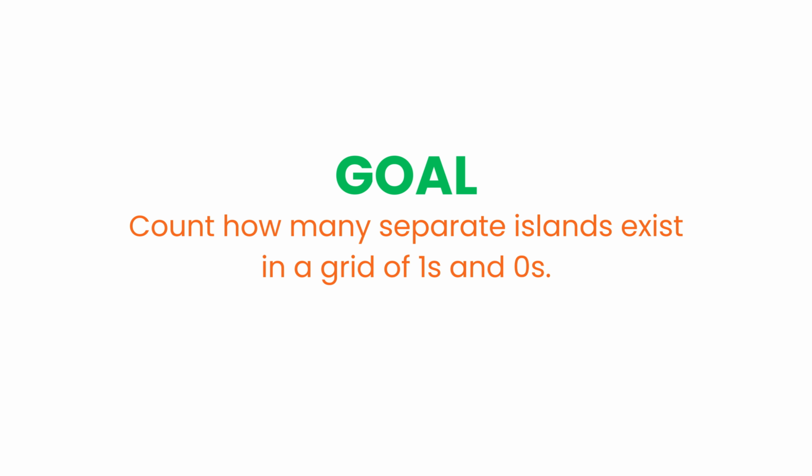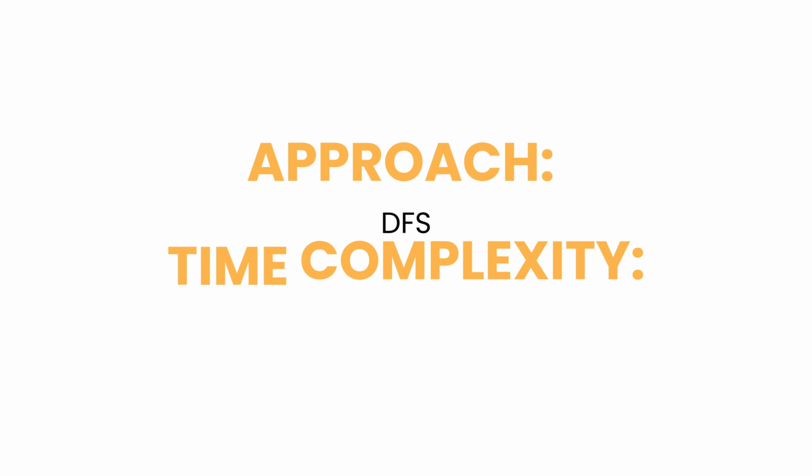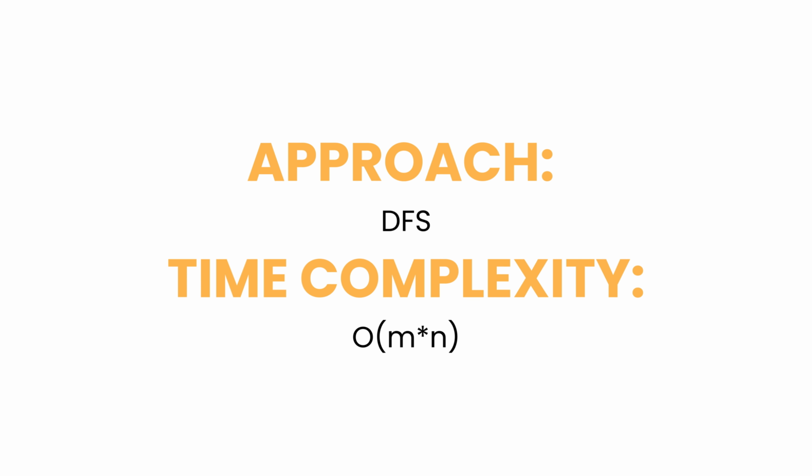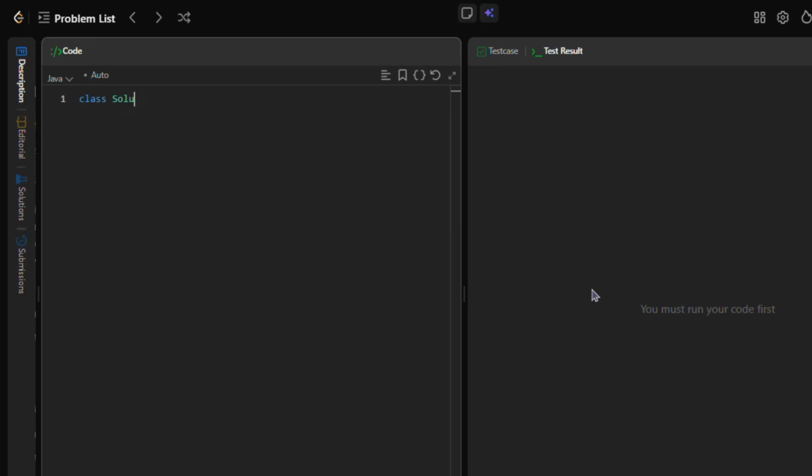Let's walk through this solution. The main goal here is simple. Count how many separate islands exist in a grid of 1s and 0s. If we don't properly explore and sink each island as we find it, we'll overcount. If each discovered island triggers a DFS that marks all its land as visited, everything works smoothly. Approach: DFS. Time complexity: O(M×N).